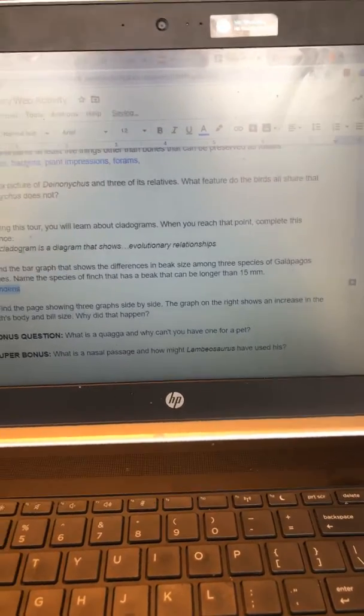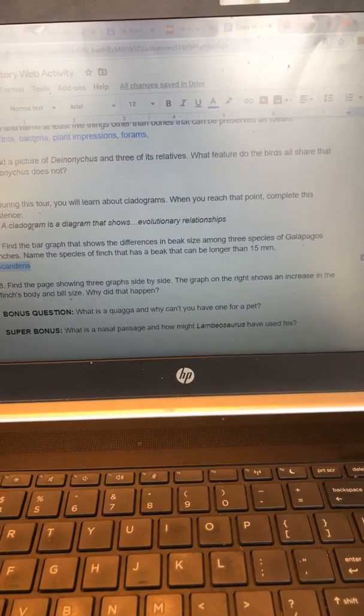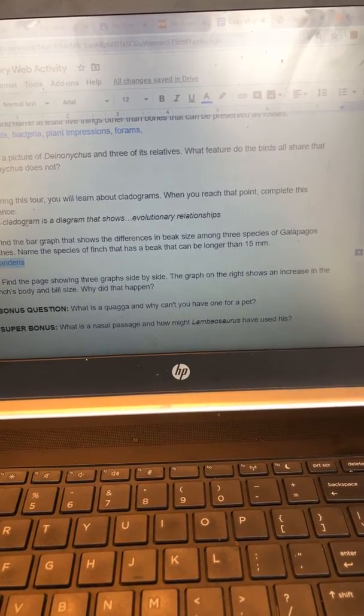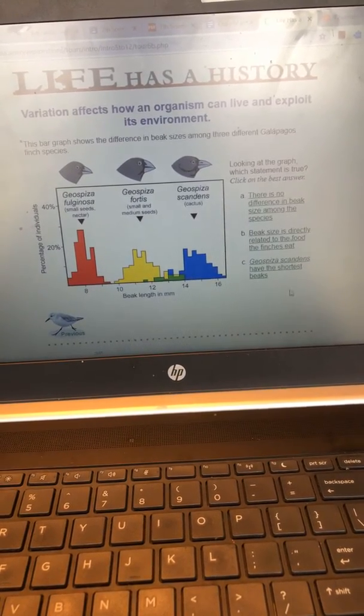Okay, find the page showing 3 graphs side by side. The graph on the right shows an increase in the finch's body and bill size. Why did that happen? Okay, I'm going to click this again.